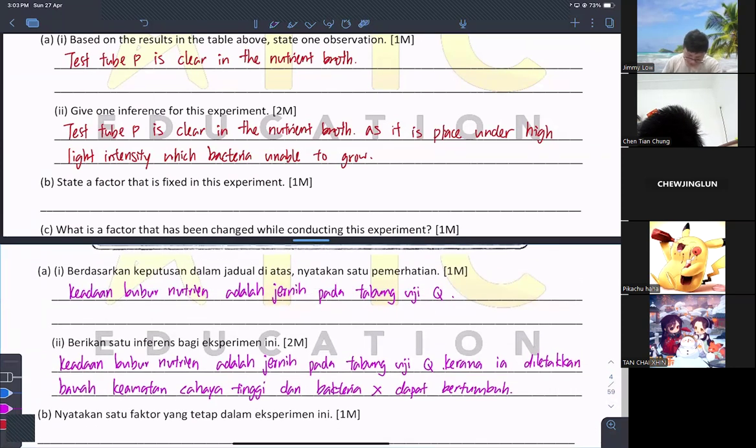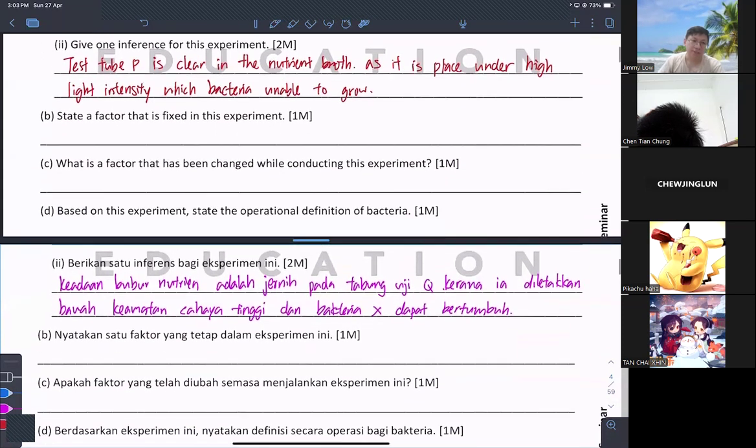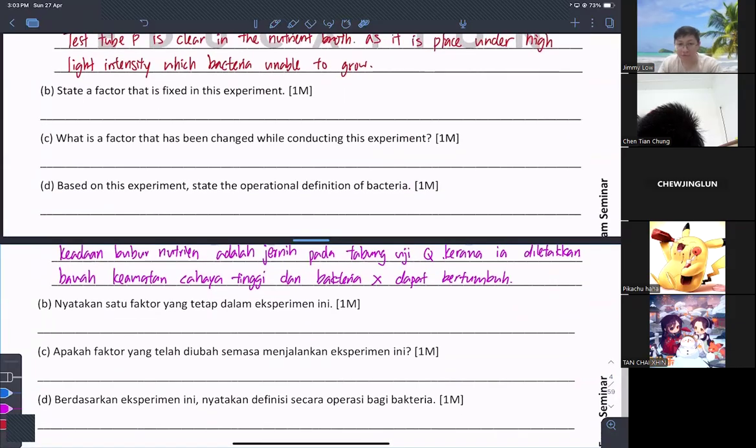Try to make it connected in between the inference and the observation because somehow the question will say, based on your observation, what is the one inference? The question will say it this way. Based on your observation, state one inference for this experiment. Then you cannot be like, oh, here I write Q, then here I write R. Okay, somehow less relatable. You never know the marker's pattern. So we try to keep it safe. All right, but your answer is correct actually. So very good.